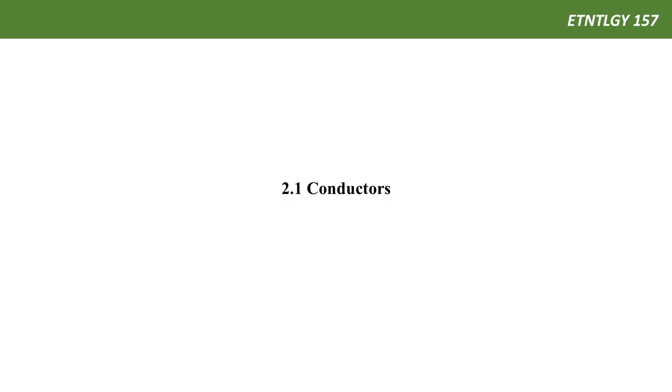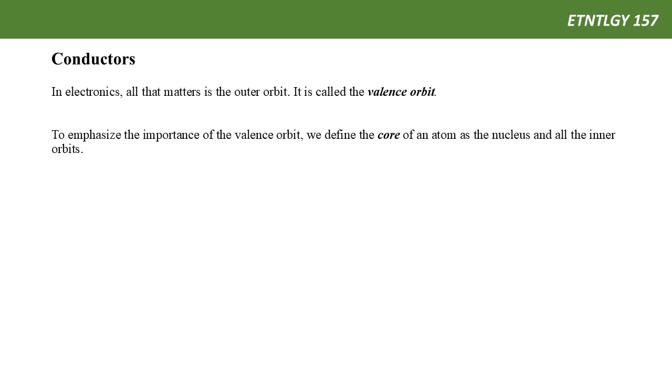2.1 Conductors. Conductors are materials that can conduct electrons, therefore current, where current is just the flow of electrons. And this depends on the structure of the element. Of course, it depends on the type of elements. Not all elements are conductors. There are also insulators and, for this course, semiconductors.